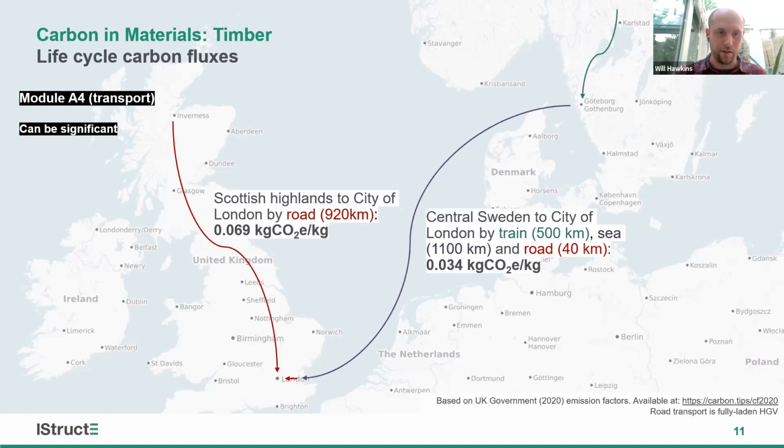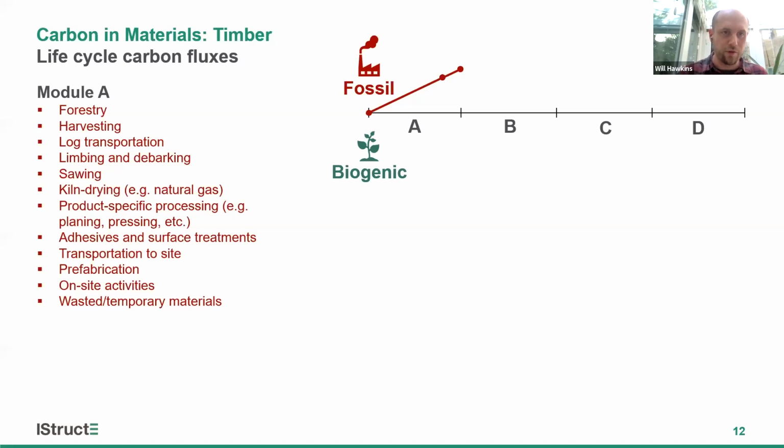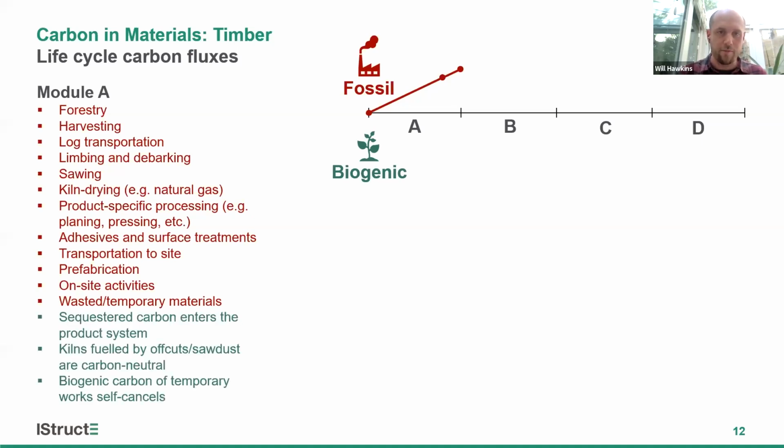So just something to keep in mind. Okay, so that's module A, fossil emissions. We also have biogenic emissions in module A, and that's because sequestered carbon is entering our product system. If our kilns are fueled by offcuts or sawdust, then that ends up being carbon neutral. And in terms of on-site activities, if we have temporary works, the biogenic carbon will self-cancel, because that carbon is coming into our system and leaving it when that gets disposed of. So overall, we have a negative biogenic emission in module A.